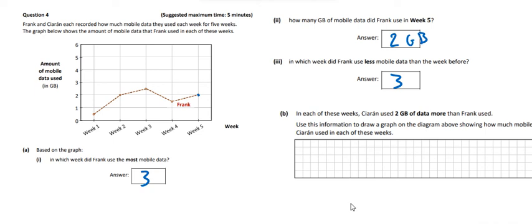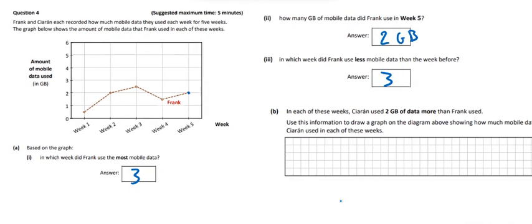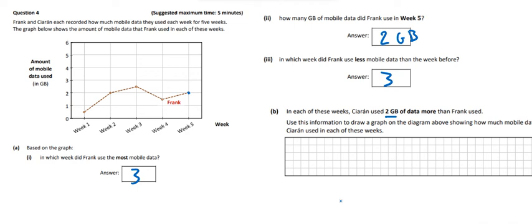And then part B of the question then, in each of these weeks, Kieran used 2 gigabytes of data more than Frank used. So if he used 2 more every week, therefore in week 1 he used 2 more. So Frank used 0.5 in week 1. So therefore Kieran must have used 2.5, because 2.5 is 2 more than 0.5. Week 2 then, Frank used 2, so therefore Kieran must have used 4 because he used 2 more.